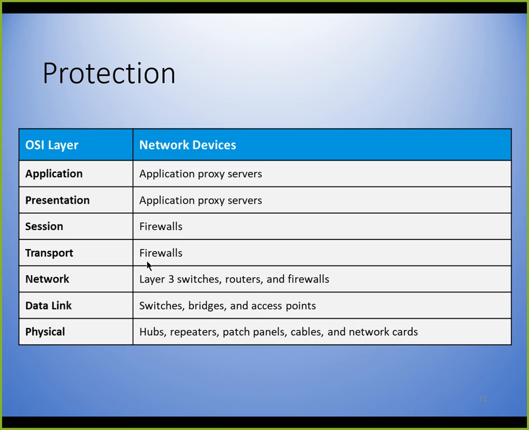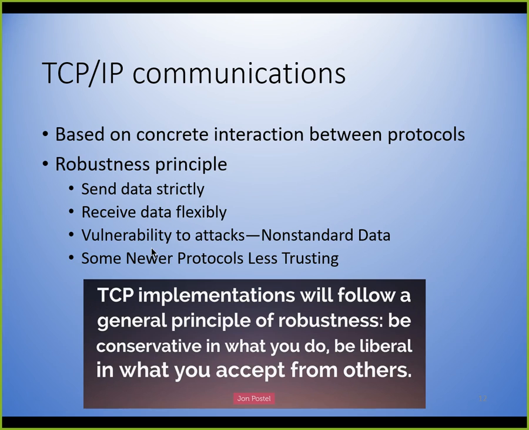So continuing with this, TCP/IP communications, as constructed, really isn't very secure. Based on a concrete interaction between two protocols, it was robust in principle. It says to send data strictly, so you want to follow the rules when you send it, but you'll accept anything. It's vulnerable to attacks, and we've talked about some of those in the networking classes. But we can intercept it, and it's not encrypted by default.